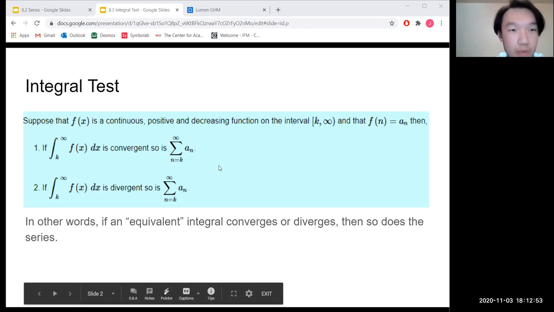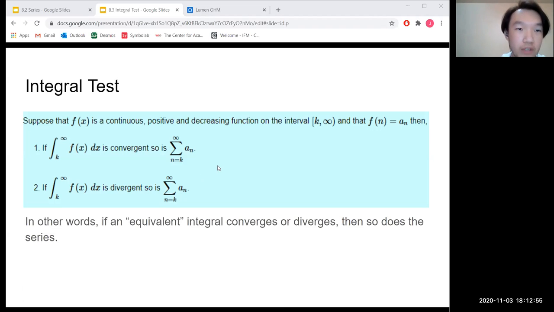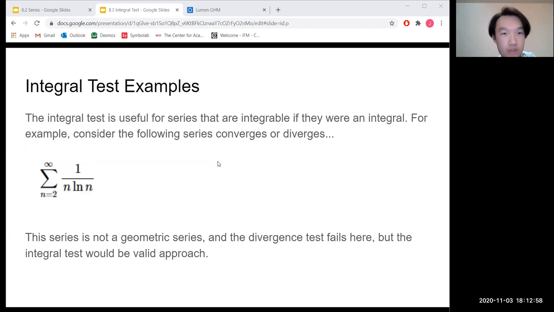So let's look at an example of how the integral test can be useful. So take a look at this series right here. So this series says summation of 1 over n ln of n. Now, if you recall all the series we've been looking at so far, it should be obvious that we don't know how to do this yet.